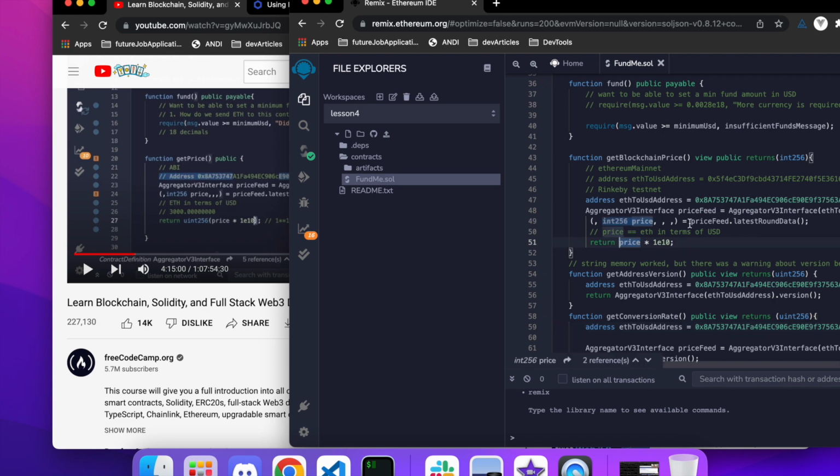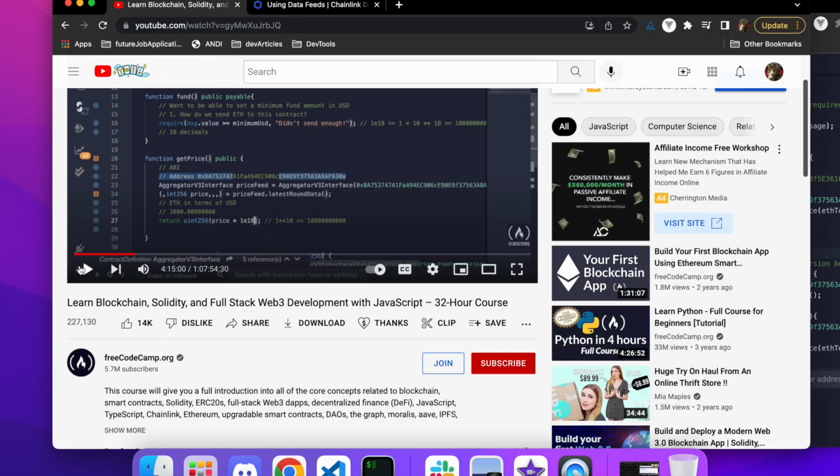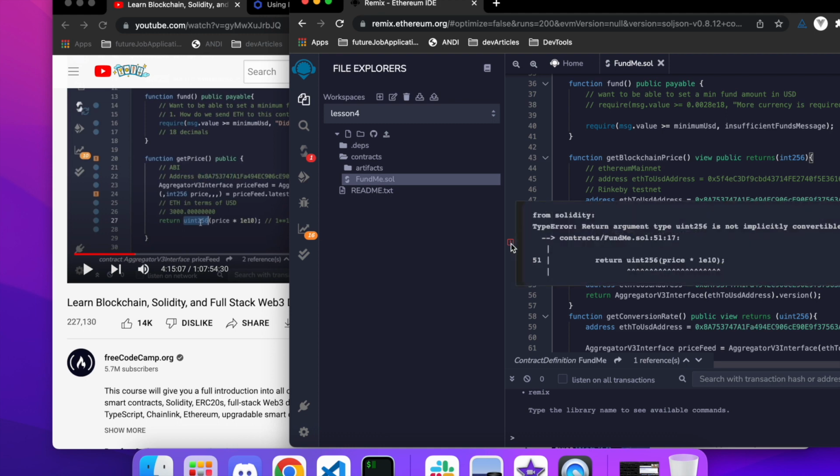So, typecasting. This is interesting. uint256 in parentheses and closing the price, to the power of the E. What don't you like? Is not implicitly convertible. You can't typecast anything, but there are some values like int256 and uint256 that can be easily converted. So this is int256 price, and this is uint256, and yet I am the one with the error.